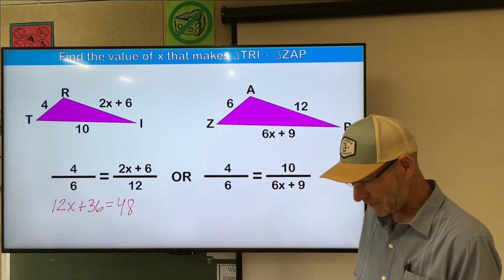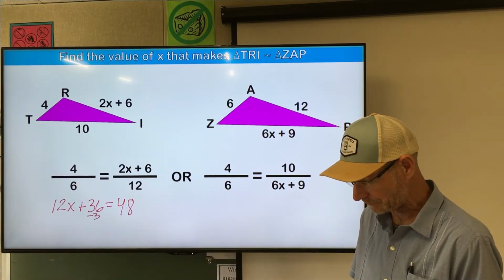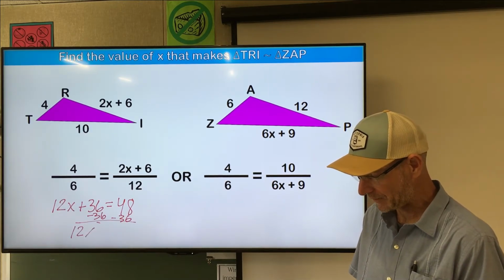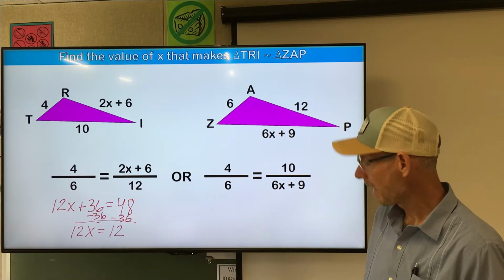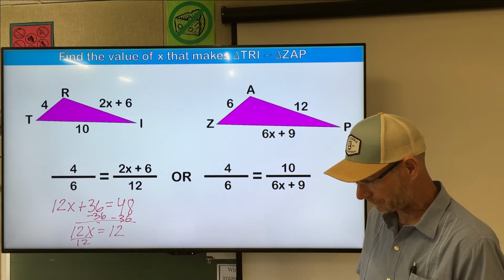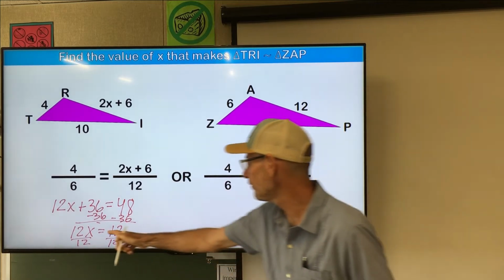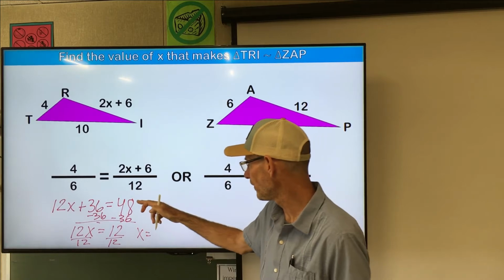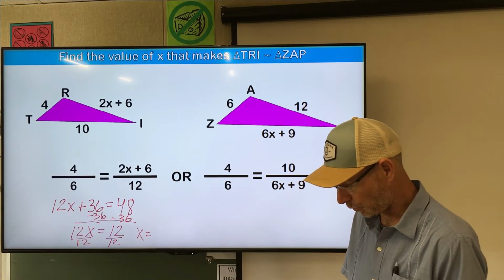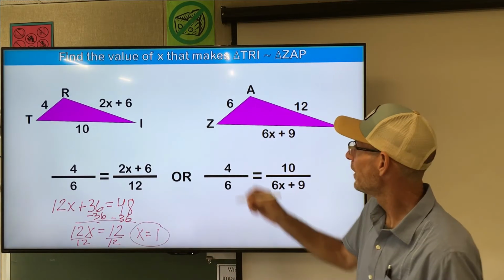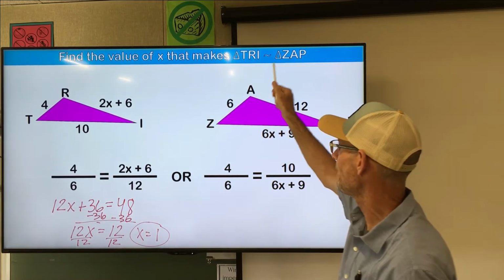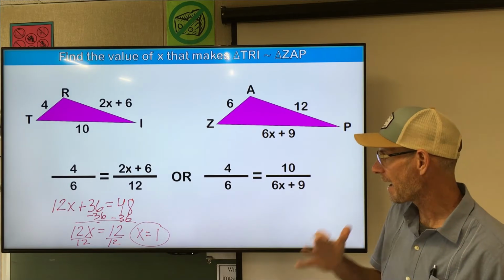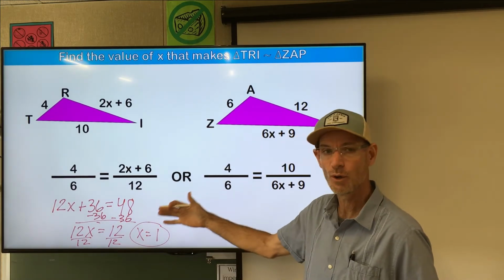So to solve this, I'm going to subtract 36 from both sides. And I get 12x equals 12. And then I'm going to divide both sides by 12. 12x divided by 12 is 1x, and 12 divided by 12 is 1. So they're asking us to find the value of x that makes these two triangles similar to each other. And I think that value is 1.